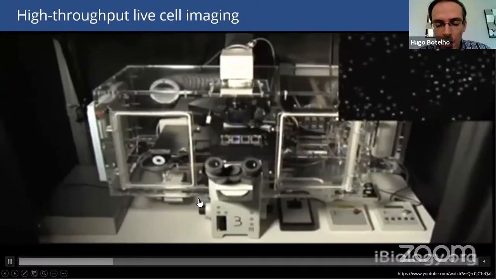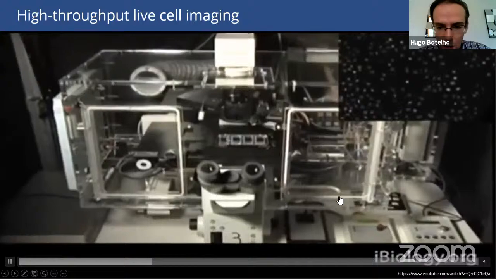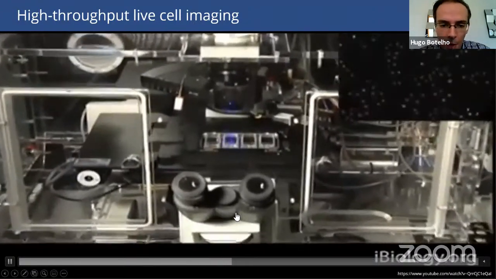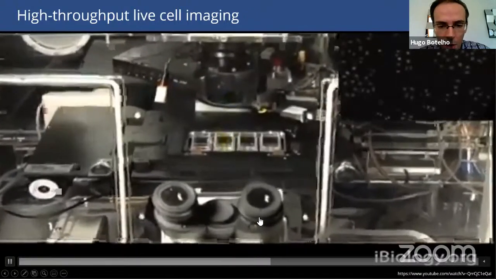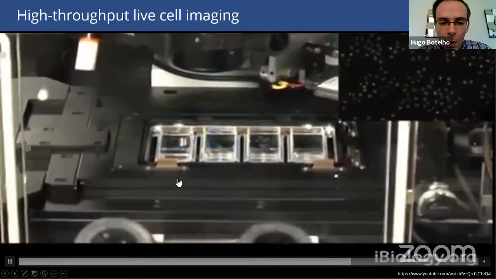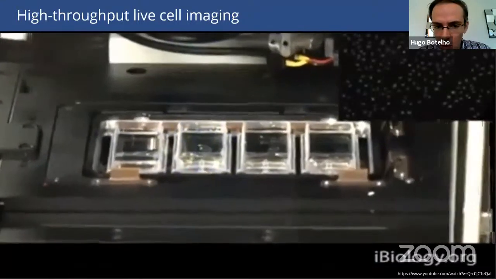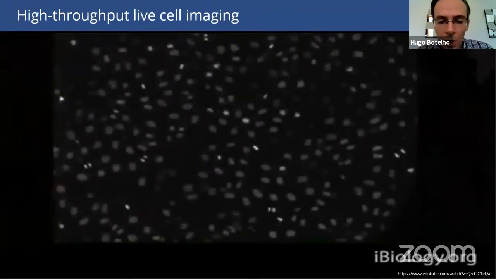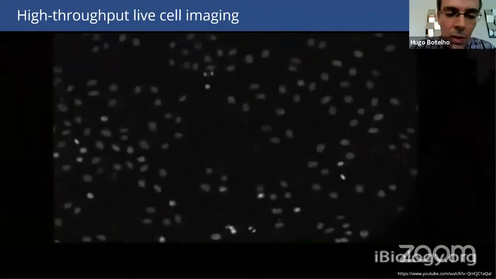If you are doing a live-cell imaging assay, you can also take advantage of these incubator boxes in conventional microscopes. And in this case, what is being imaged is a collection of microscopy slides, and in this case, what are these images? Are cells dividing under the influence of a collection of different siRNAs.